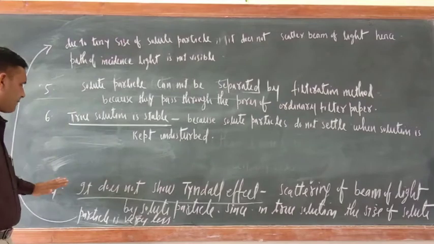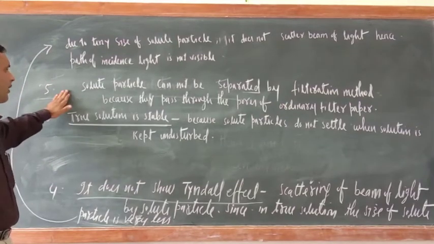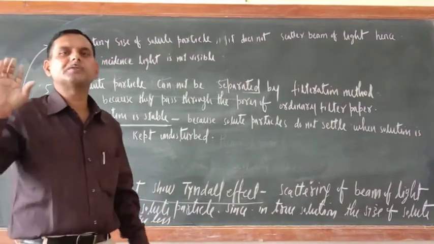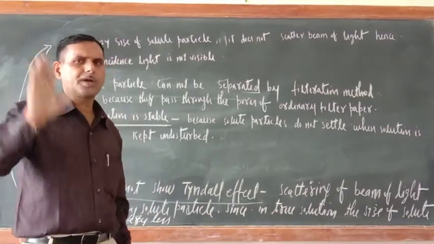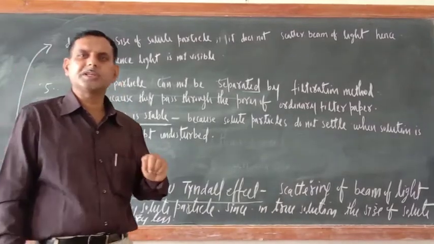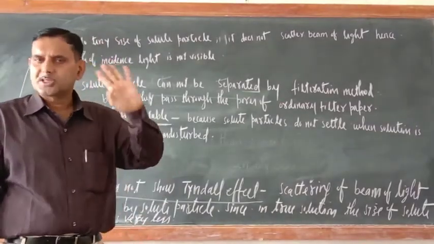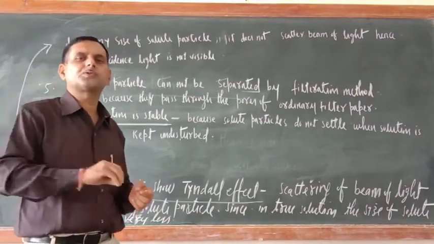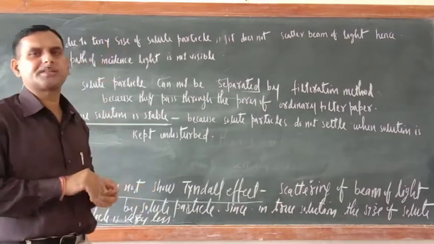So this is the property number 4. Now what about the property number 5? Just see. Filter paper, have you seen or not? Okay, suppose you have not seen the filter paper. But sugar solution, have you seen? Salt solution, have you seen? Now just see, at your home also sugar syrup and salt solution is prepared.